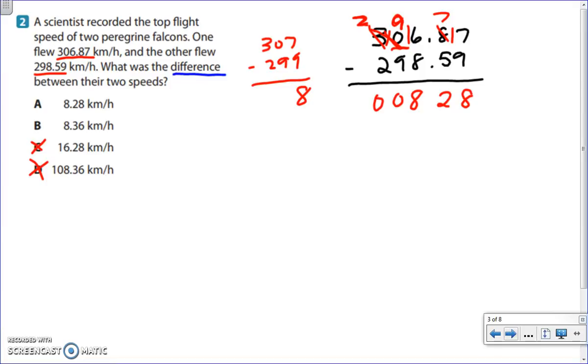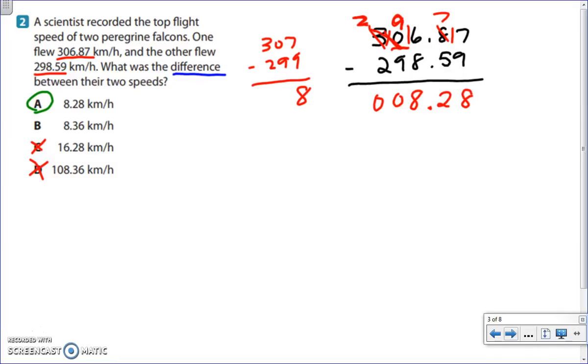When we add or subtract decimals, we move it straight up and down vertically. 8 and 28 hundredths is what I'm calculating, so I know that's a reasonable answer, so I'm going to choose choice A. That is the difference between the two speeds.